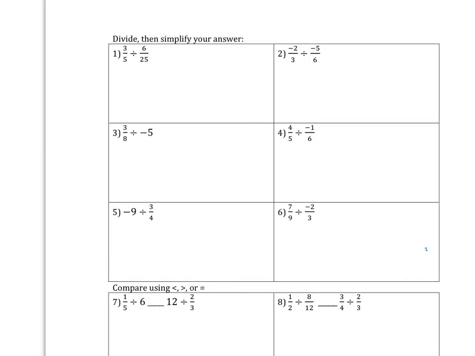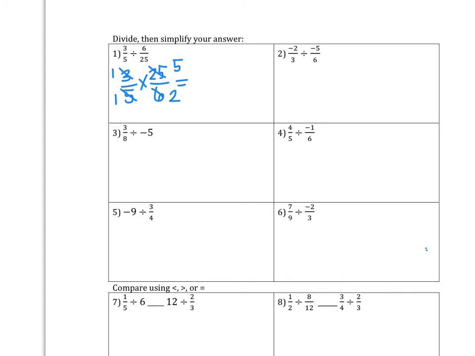Let's do a few more examples. Number 1 is 3/5. I'm going to change my division to multiplication, and multiply by the reciprocal, or the inverse, of the second fraction only. I'm going to cross reduce. 5 goes into itself once, and goes into 25 5 times. I can cross reduce here as well. 3 goes into itself once, and goes into 6 twice. That way I did all of my reducing up front. It's a lot easier to do it that way. And then I just multiply straight across.